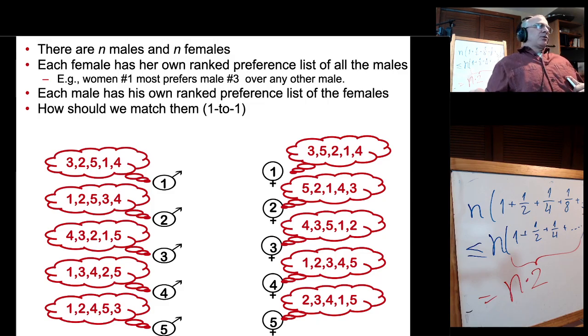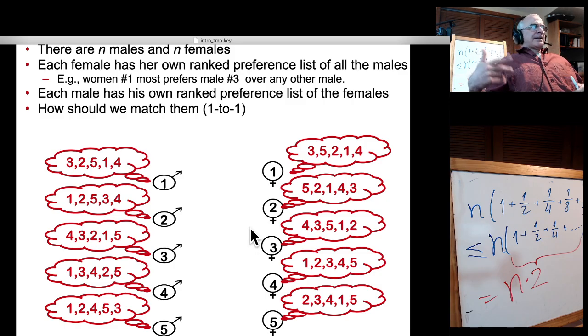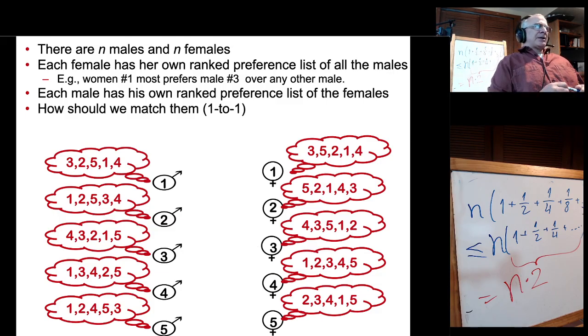What do we want as the output? A one-to-one matching. Tell me for each male which female he is married to and vice versa. Each male will marry only one female, each female will marry only one male, and this matching should be good in some sense, should be stable.